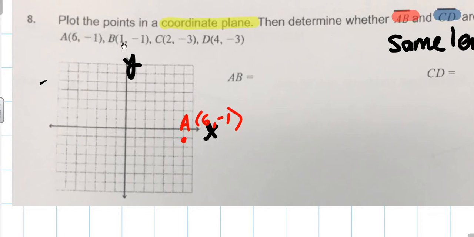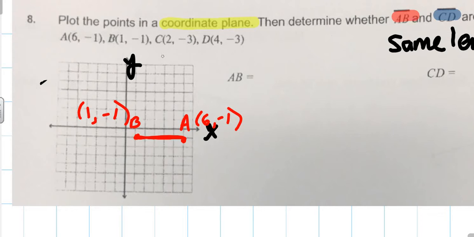And then B is at 1, negative 1. So over 1, down 1. That's B. That's 1, negative 1. Now we're going to connect those.